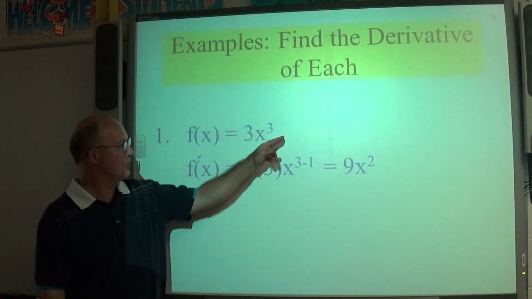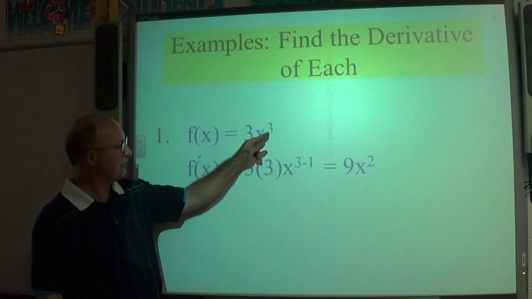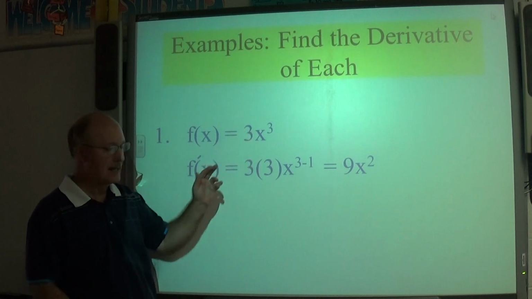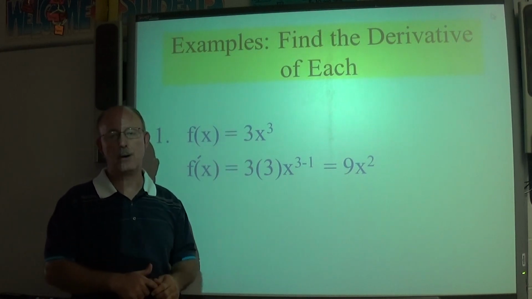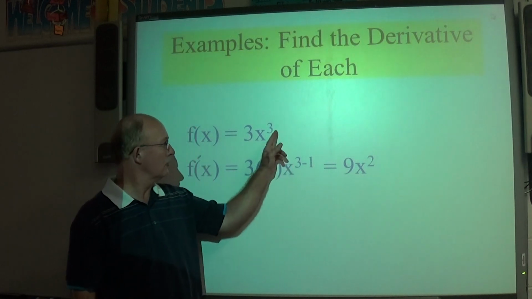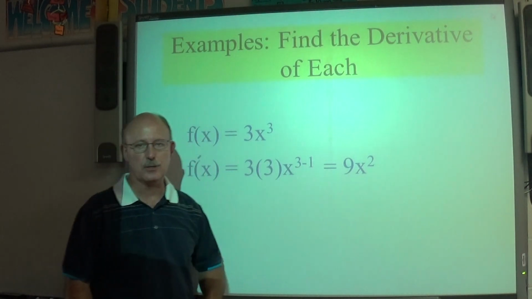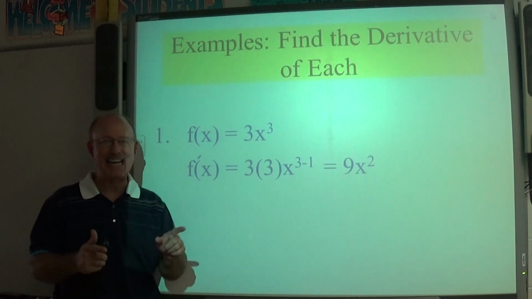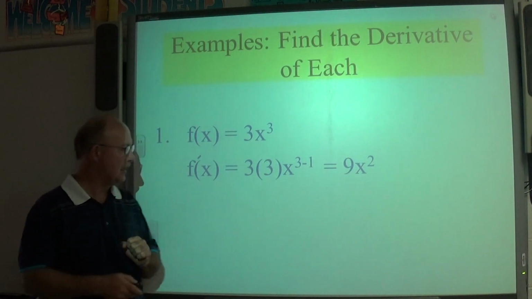All right, so as you would bring the exponent down front as a factor, if it already has a coefficient, you would multiply the exponent and the coefficient together. So 3 times 3 gives you 9. Subtract 1 from the exponent gives you x to the second power. The derivative is 9x squared. Okay, let's try another one.